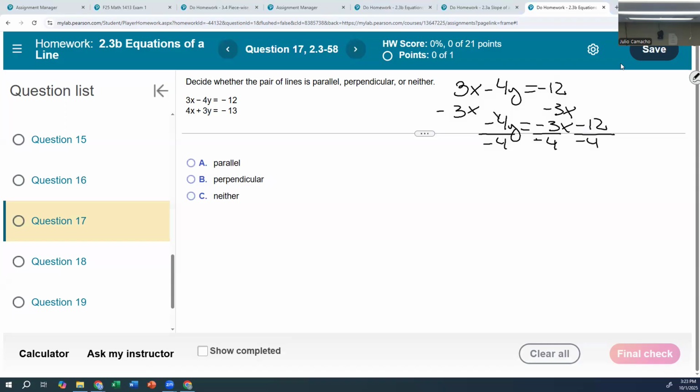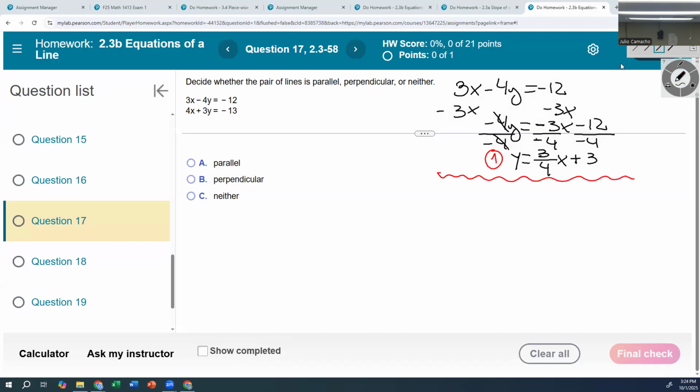When I do that, this 4 and this 4 cancel. And I have that y is equal to, negative and negative is positive, 3 over 4x, that is the slope. And then negative 12 divided by negative 4 will be positive 3. So that is my first equation. Now let's do the same thing with the second equation.